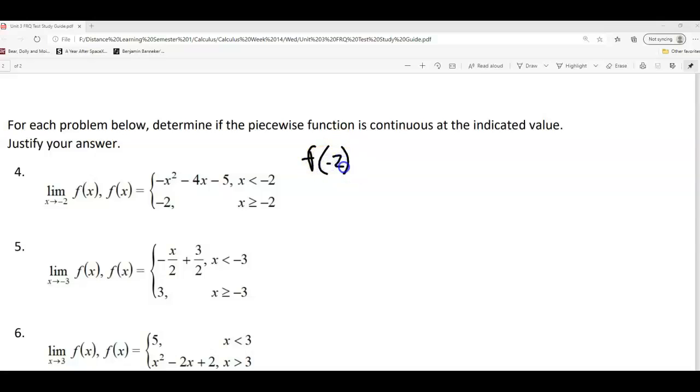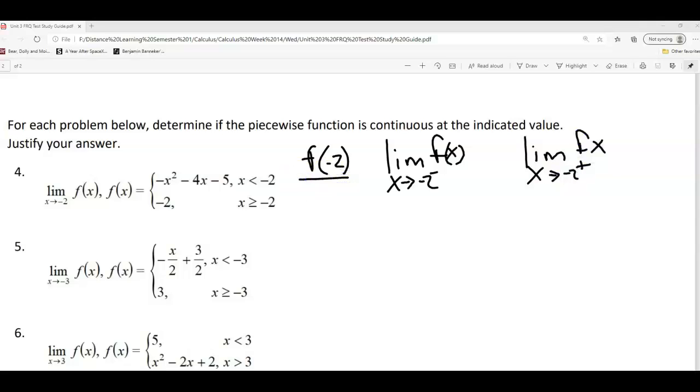We're going to be plugging in -2 here. If I want to find the actual function value at -2, I'm going to use this piece. So the answer is just -2. The same thing is true if I'm looking for where x is greater than -2, where that means I'm approaching from the right. So this one's also -2. Let's go ahead and do the one where we approach from the left, though.